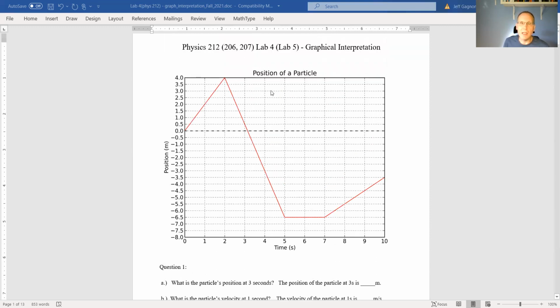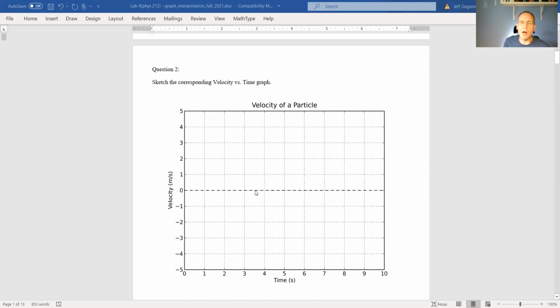The second question is, given this position versus time graph, I want you to draw the corresponding velocity versus time graph. Again, you could do the drawing on a computer by drawing in lines here if you want, or you could just do it neatly by hand. As long as it's done neatly for your lab report, that's fine.